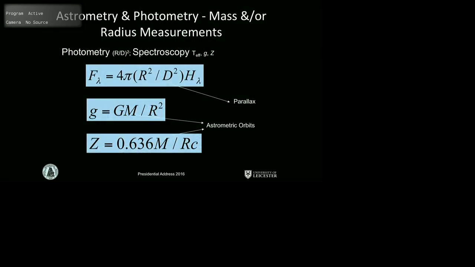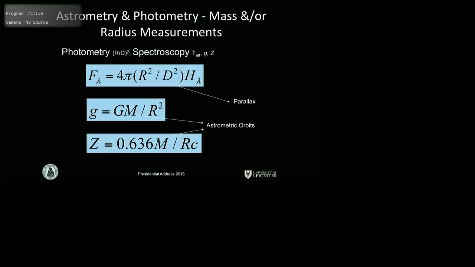And there are a number of ways of doing this. The measurements are not all independent, but there are different combinations that you can look at to allow you to approach a problem from slightly different angles. So, for example, this flux equation, which relates the Eddington flux to the observed flux through the R squared over D squared, i.e. the parallax, is an important measurement. The surface gravity is given by GM over R squared, all basic astrophysics. And the gravitational redshift from general relativity is given by this equation, M over R times c.